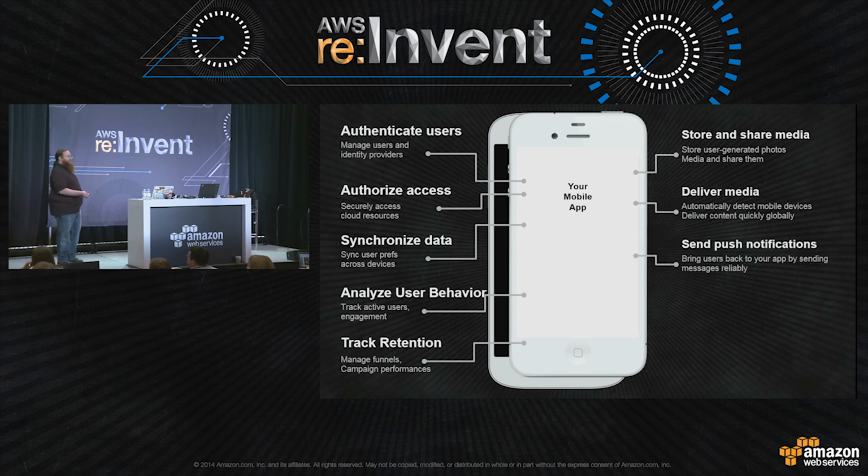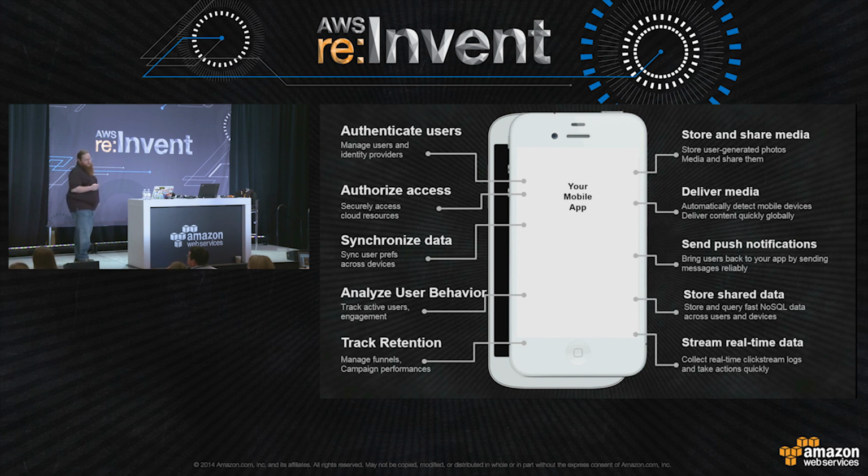You want to be able to engage with your users, and if they're not coming back, push notifications to them so that you can get them to come back. And then you also want to be able to store shared data that can be accessed by any user in the system. And then finally, you also want to be able to store and track real-time data from your mobile device.